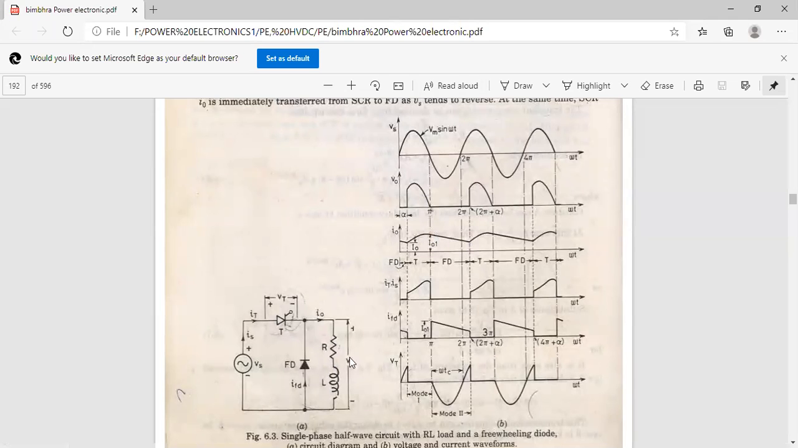See here, if the load is short circuited with the freewheeling diode, anything which is in parallel with the short circuit is also short circuit. In a short circuit, your voltage is 0. That's why you are not getting the negative spike. Even though we are having RL load, due to the presence of the freewheeling diode, we will get output voltage only up to pi only.